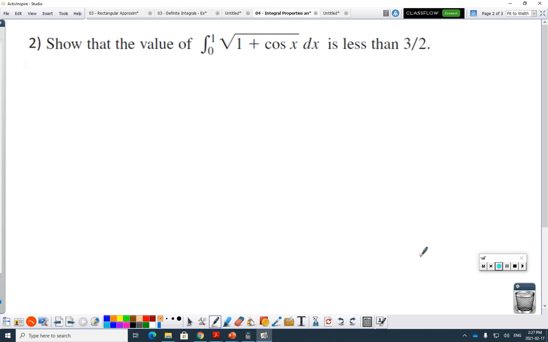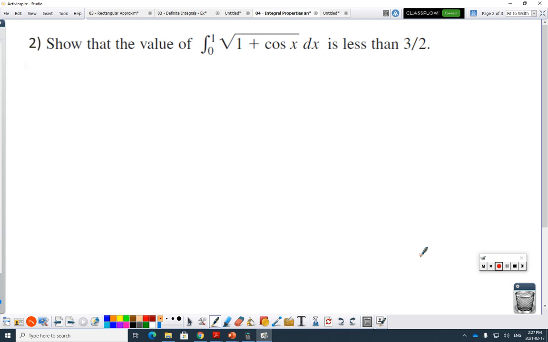Okay. Show the value of the integral from 0 to 1 of square root of 1 plus cos x is less than 3 halves. I don't even know what square root of 1 plus cos x looks like. I certainly don't know how to take the antiderivative of that mess. We're just barely working on x squared and x cubed. We're just sort of getting warmed up on something with an exponent on it, let alone something with a square root with a 1 plus cos x under it.